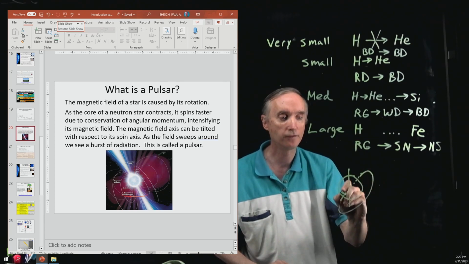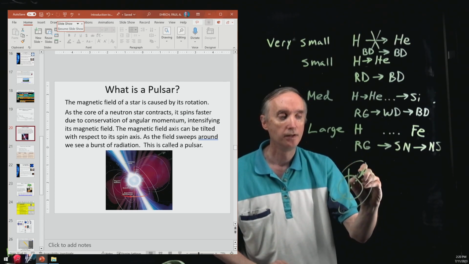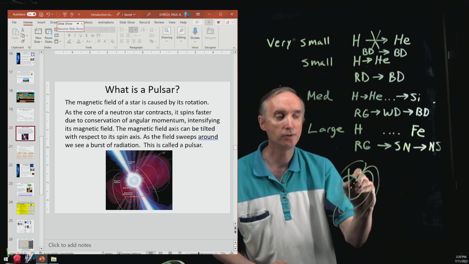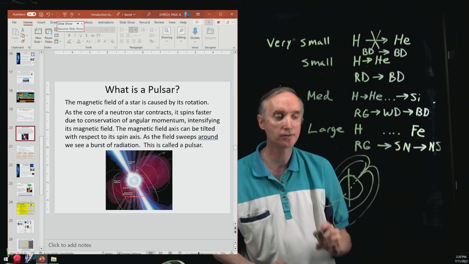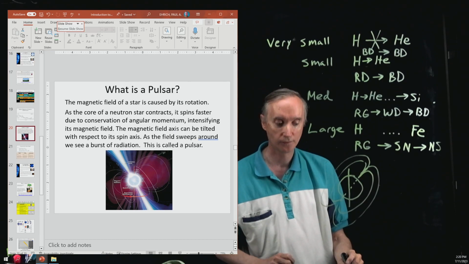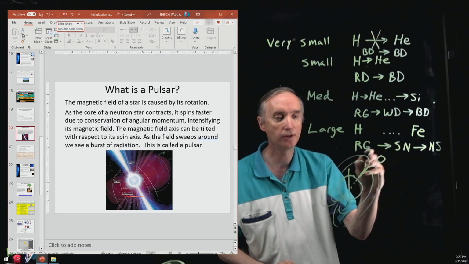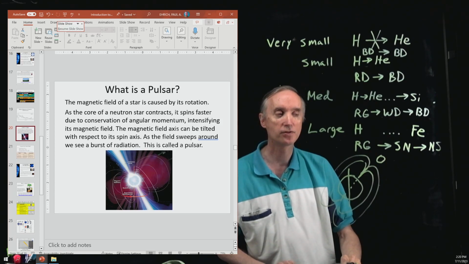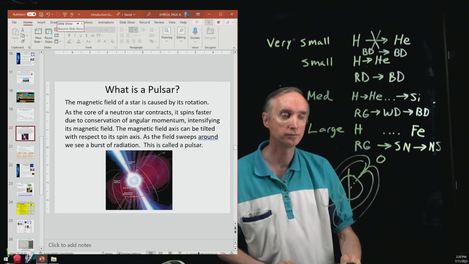So here's the magnetic field that is tilted with respect to the axis of the star. Now, let's pretend that the Earth is located up here somewhere. So what would that look like?